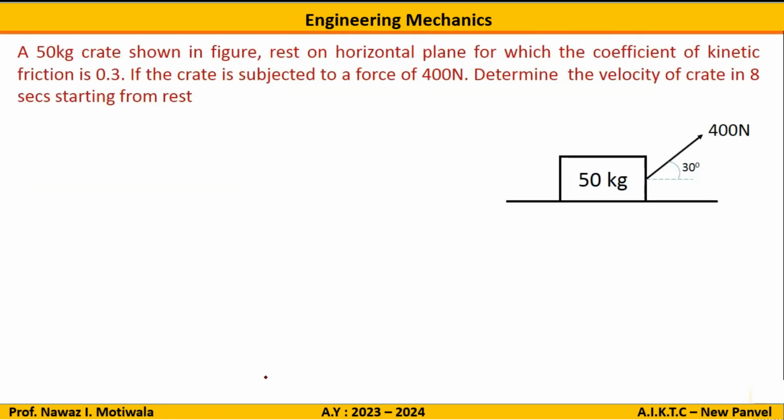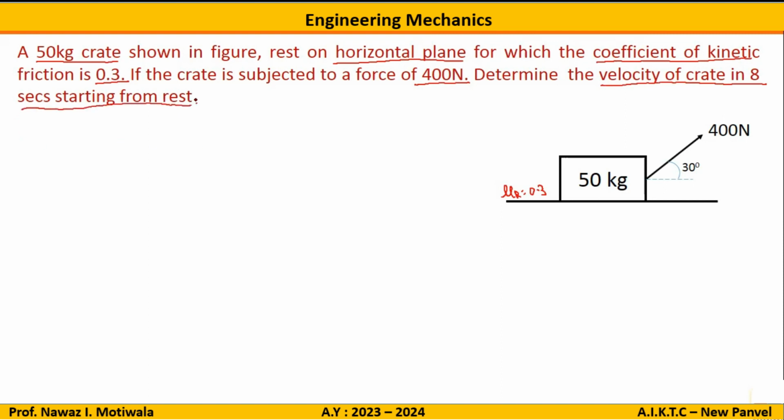The first problem says a 50 kg crate shown in the figure rests on a horizontal plane for which the coefficient of kinetic friction is 0.3. So let me mention here mu k is equal to 0.3. If the crate is subjected to a force of 400 Newton, determine the velocity of the crate in 8 seconds starting from the rest.